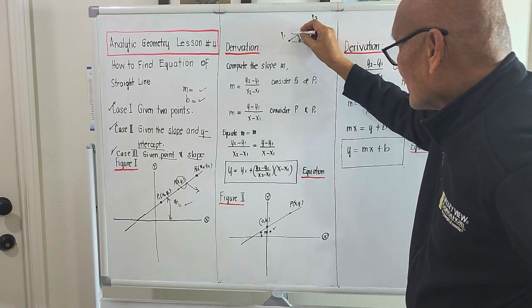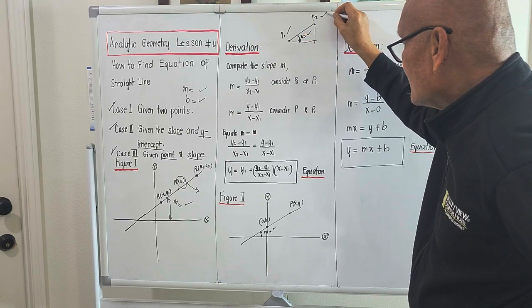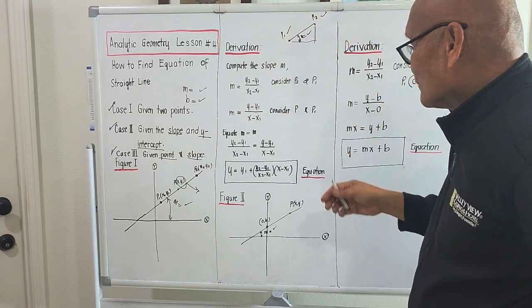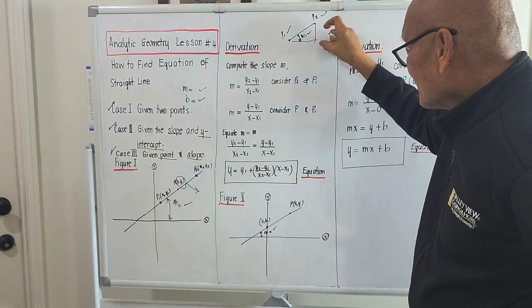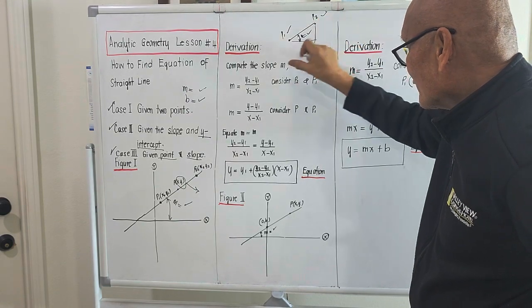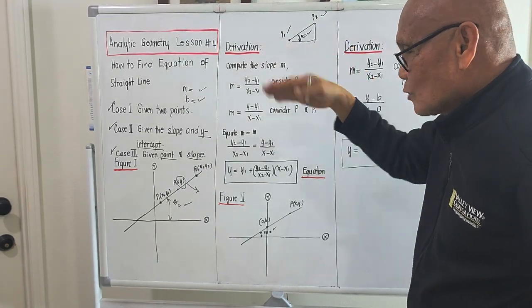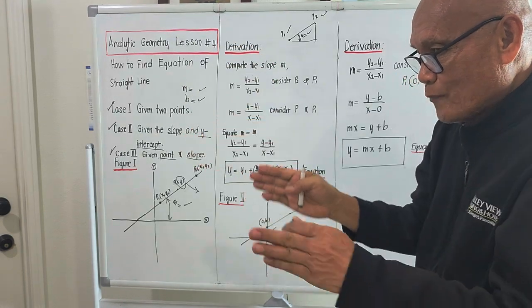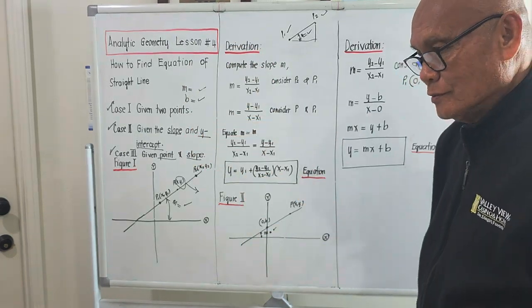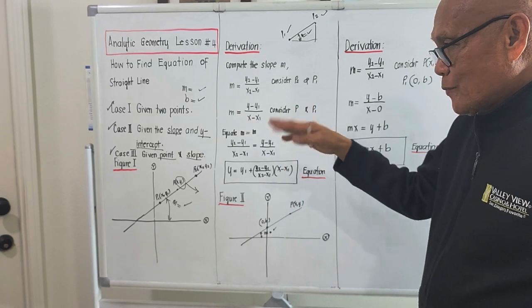We are given the coordinates of this, so we could compute for the slope. It will be the ratio of the opposite side over the adjacent side. And actually, it is in general. That's why we passed by, I think, lesson number 2, the computation of the slope.